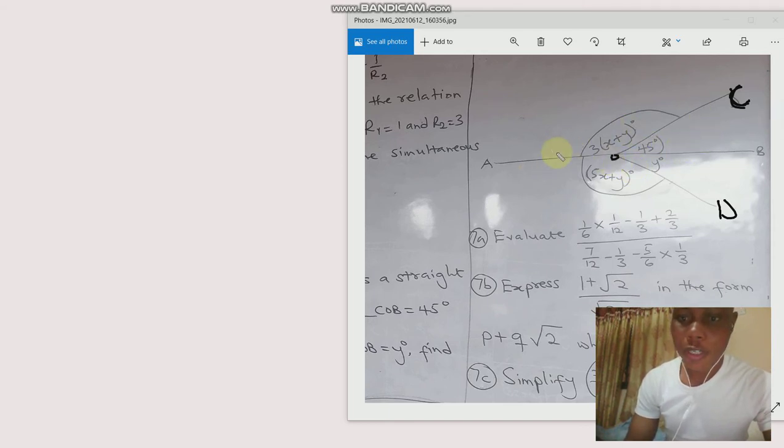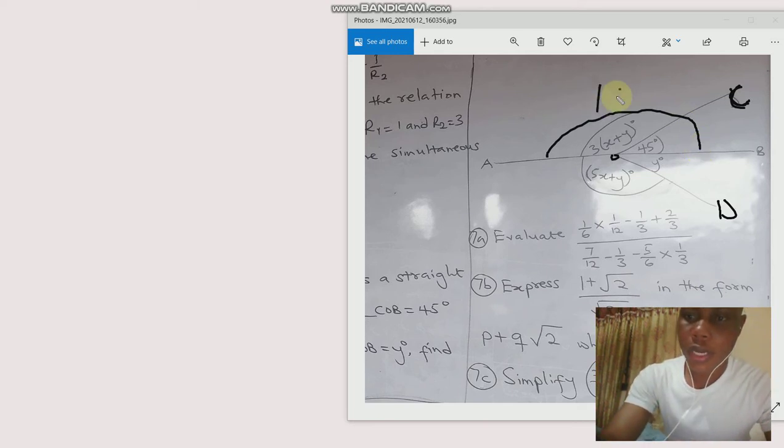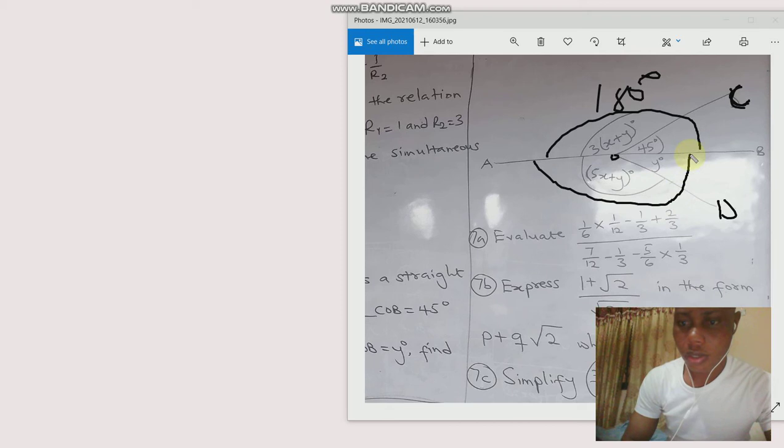The idea we are going to use is that the angles formed on a straight line are up to 180 degrees. And this side too, it's also up to 180 degrees. So when you add them, 360 degrees. So that's the idea we are going to use to solve this equation.